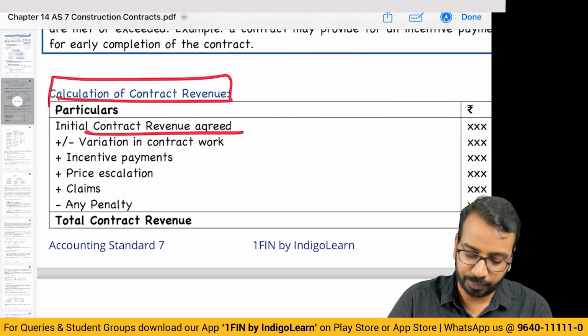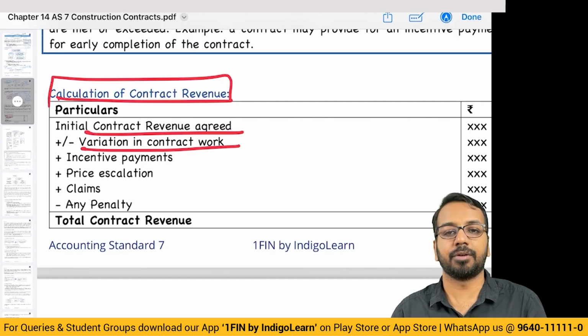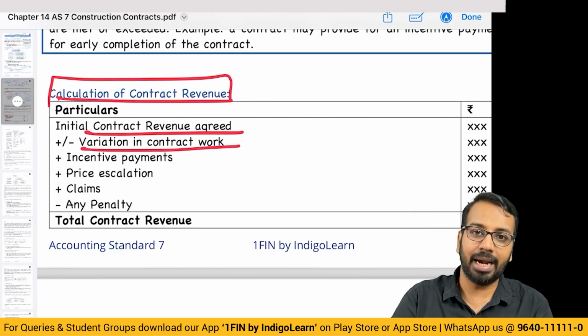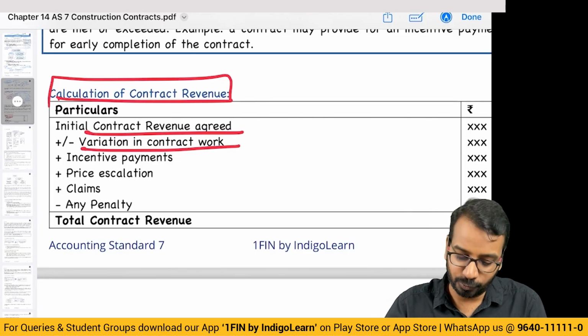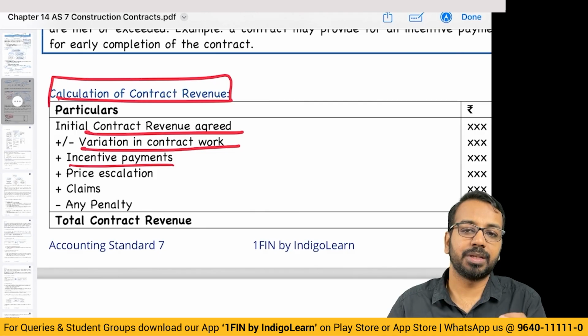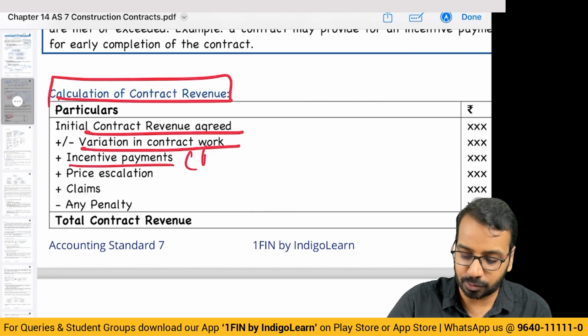Initial agreed revenue plus or minus variation in contract work. If I increase, I will add. If I decrease the scope, I will reduce. Incentive payments, if at all, here you have to check whether it is probable.